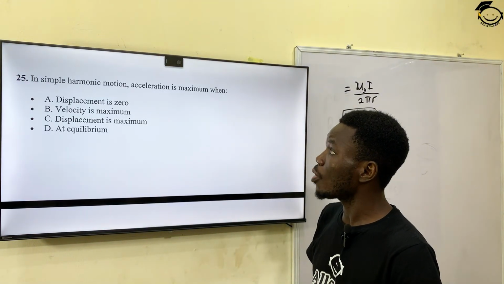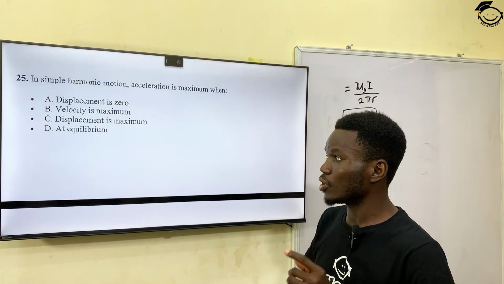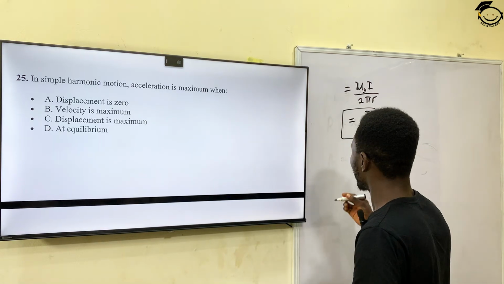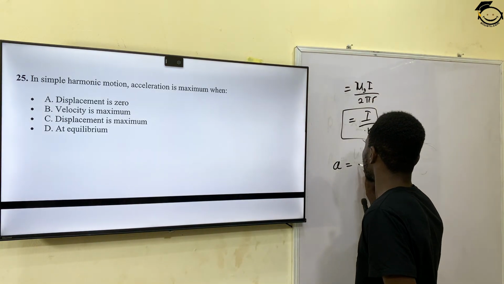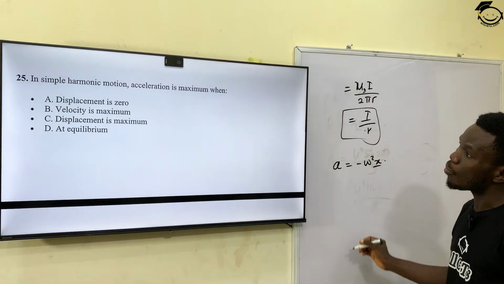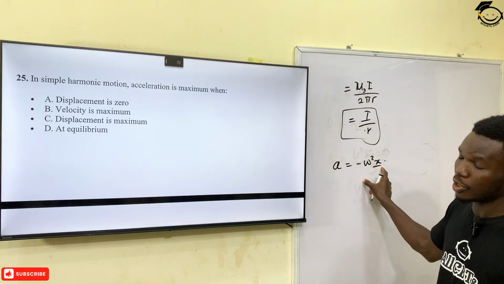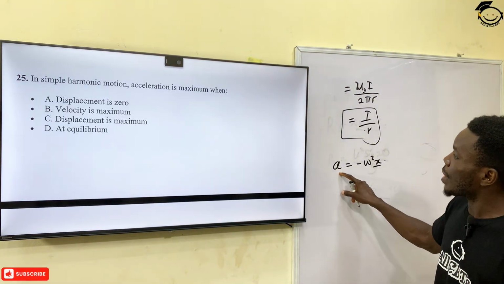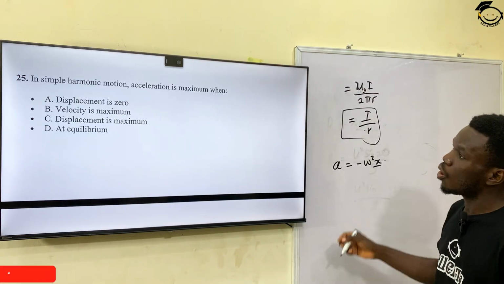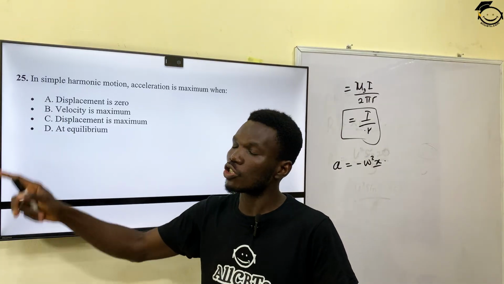It says, in simple harmonic motion, acceleration is maximum when dash. Acceleration is maximum when the displacement is maximum, because we know that our acceleration is minus omega square x. So when there is a maximum increase in the displacement of that particular body, then there's maximum acceleration, as acceleration is directly proportional to your displacement. So the correct answer to this question is option C.